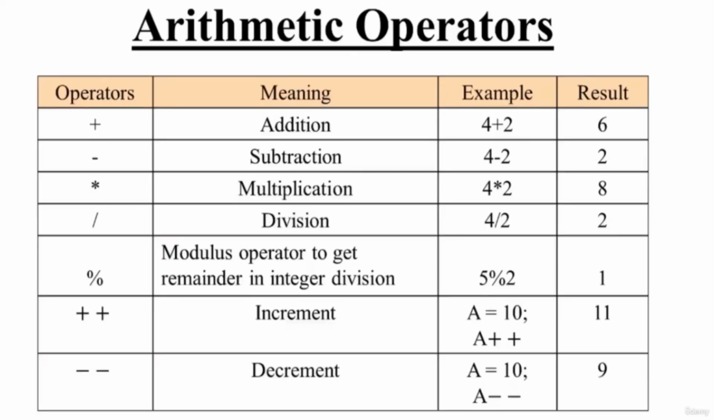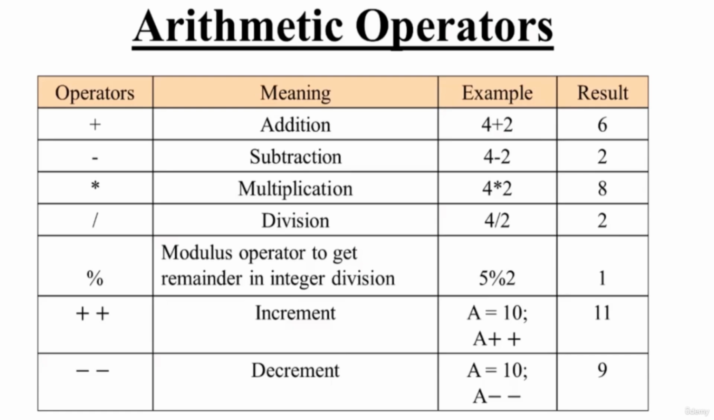In arithmetic operators, you can see plus, minus, multiplication, that is the asterisk, forward slash for division, and the percentage symbol for the modulus. It means if you want to add two numbers, subtract, multiply, or divide two numbers. For example, you say 5 divided by 2. So what will happen? In the quotient it will be 2, and in the remainder it will be 1.